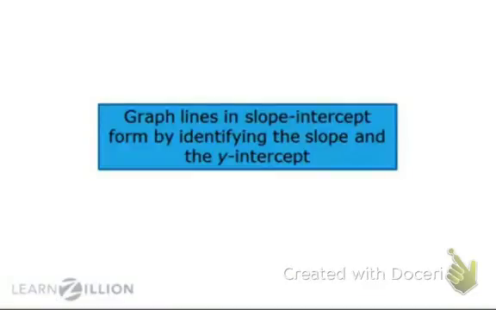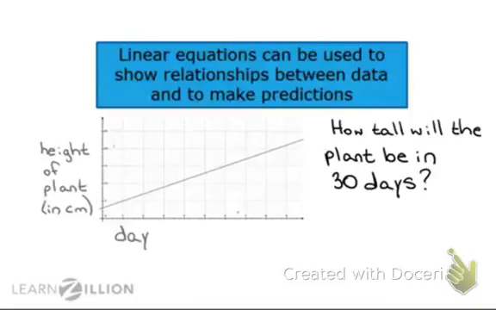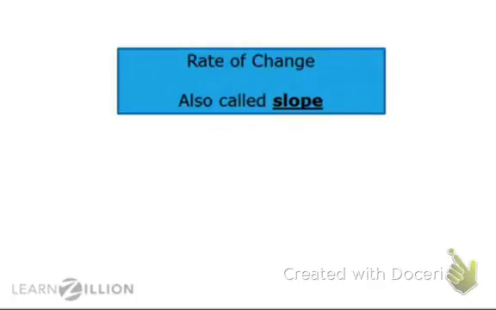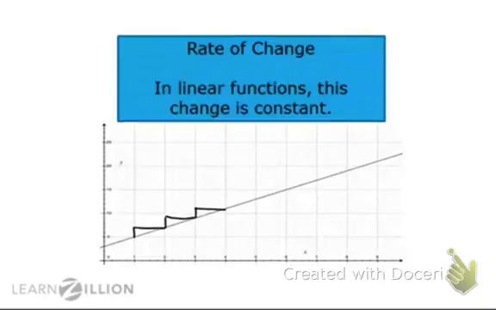Mathematicians, in this lesson you are going to learn how to graph lines in slope-intercept form by identifying the slope and the y-intercept. You know that linear equations can be used to show a relationship among number and data and to make predictions. You also know that in the linear function, the rate of change, also called the slope, tells the change in the dependent variable value for every change in the independent variable value. In a linear function, this rate of change is constant.